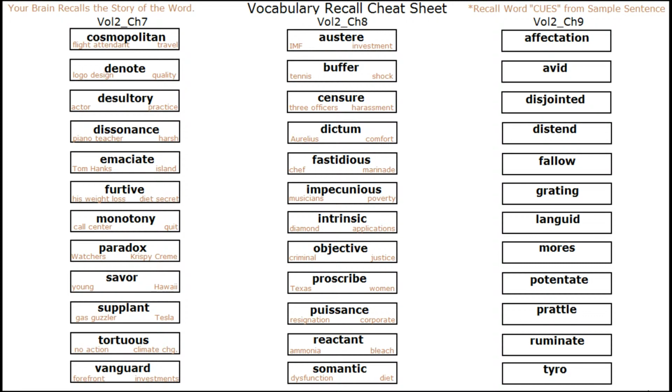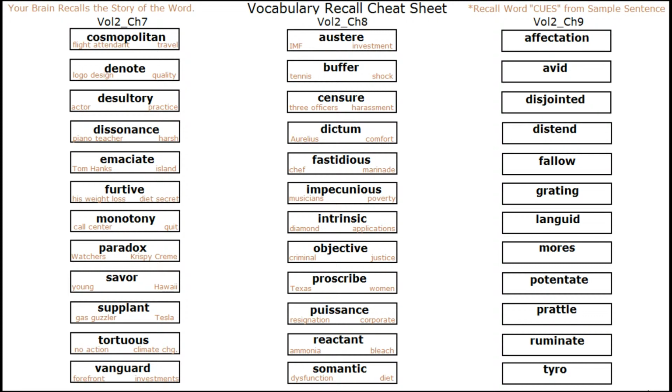Fastidious, we can actually see that that's a recalling from our memory there. If we take a closer look at the actual sentence, that goes back to the chef paying very, very close attention to spices that were used to marinate the meat, and that would help you to recall the actual vocabulary of the word. So we're going to come back to this recall sheet later.